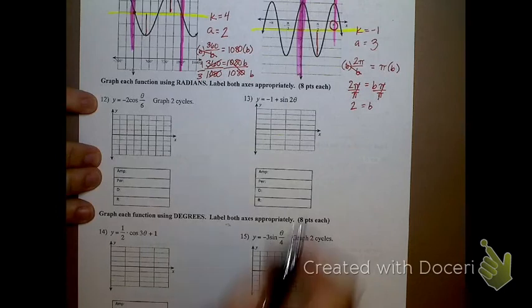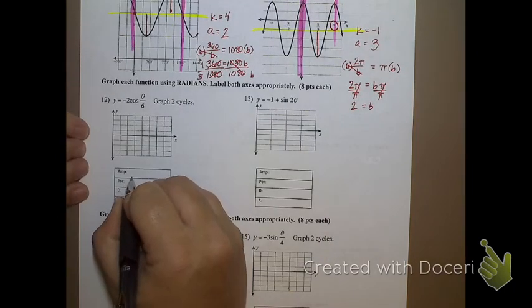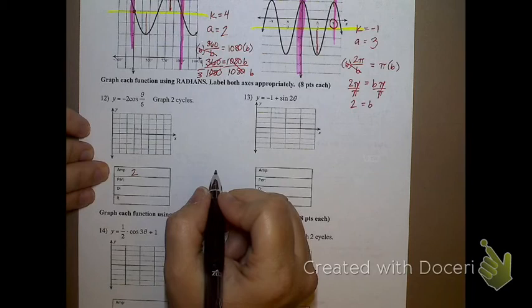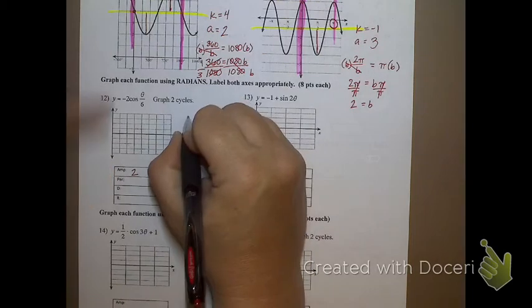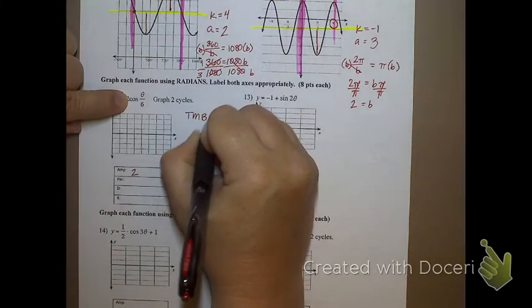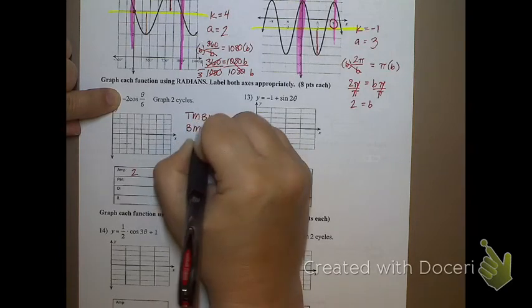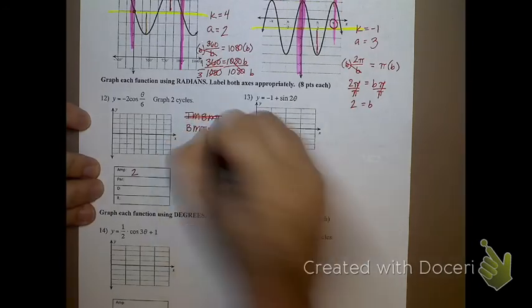Graph using radians for the first 2. All right, I'm going to fill in some information here. What is my amplitude? 2. My amplitude is not negative 2. Negative just tells me the pattern I'm following. Okay? This one is a cosine, so it's a Teenage Mutant Ninja Turtles. However, with the negative, that's going to make the T's into B's and the B's into T's. Right?